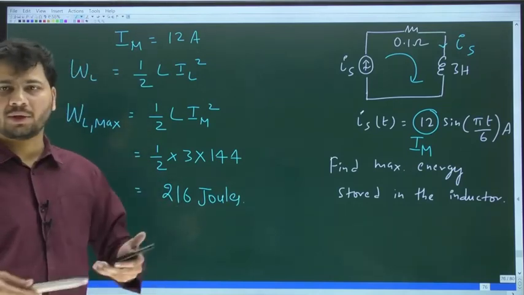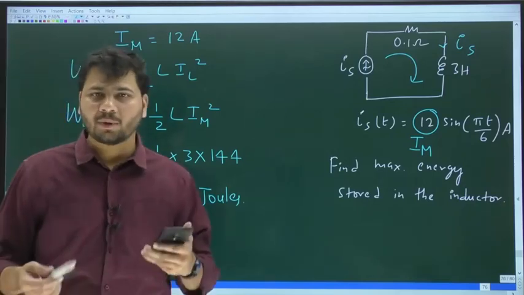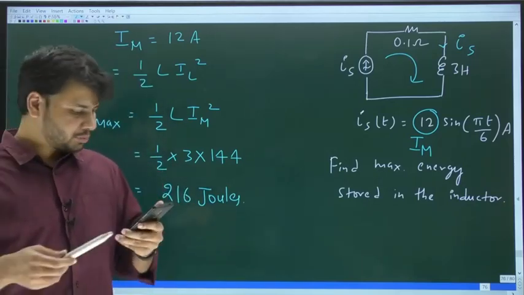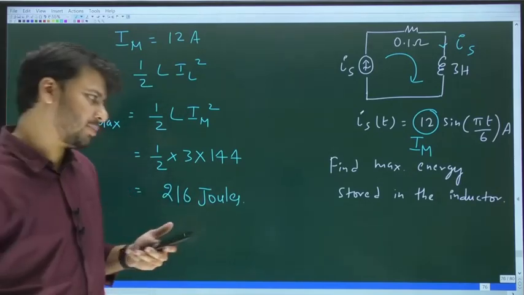So maximum energy will be stored in the inductor if the current through the inductor is what? Maximum. Similarly, maximum energy will be stored in the capacitor when the voltage across the capacitor is what? Maximum, okay?